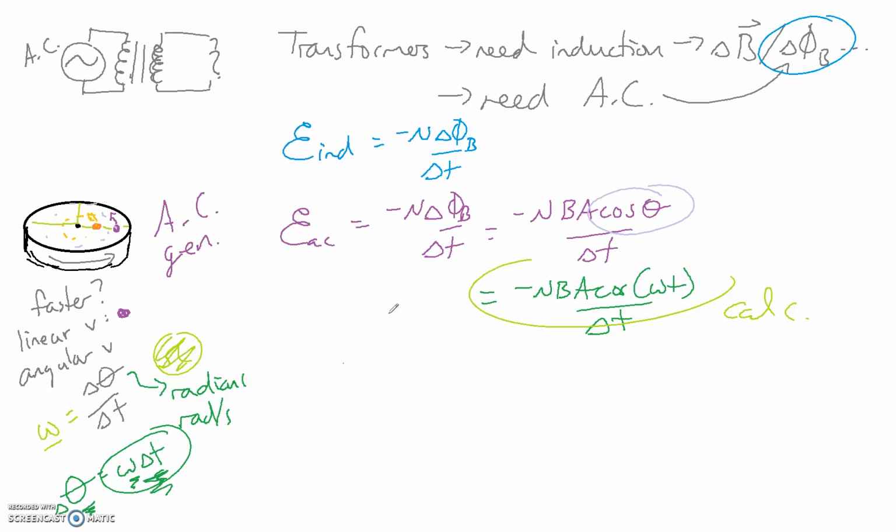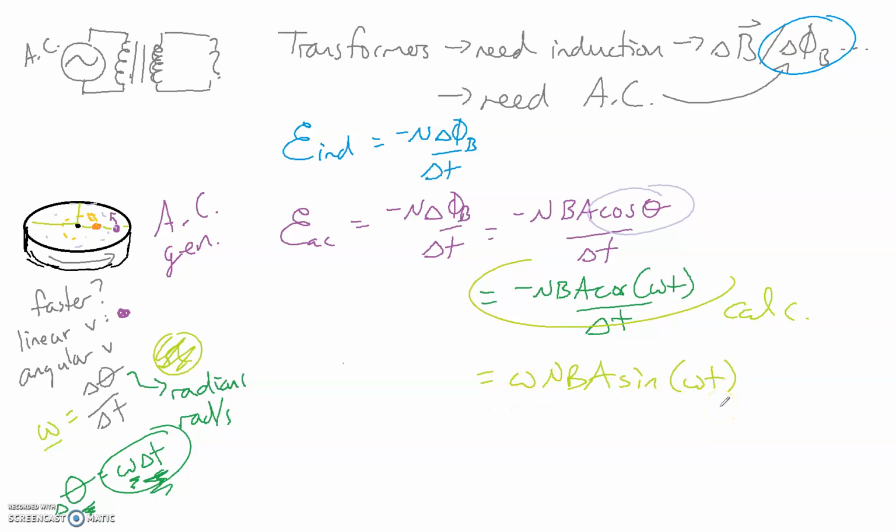If you don't know how to do this, don't worry about it. I'm just trying to show you how this stuff all connects and where this AC stuff actually comes from. But if you take the derivative of this, you will end up with omega NBA sine omega t. And yes, the trig function does change. Okay, so we have this expression down here.